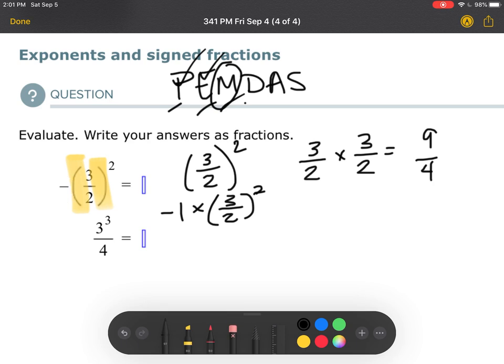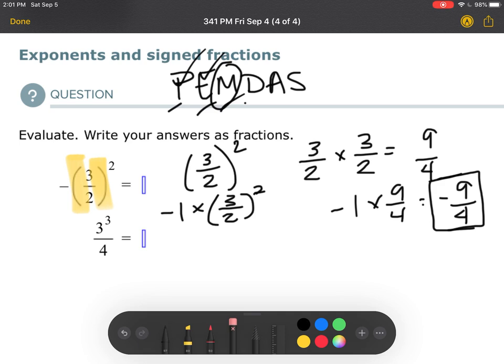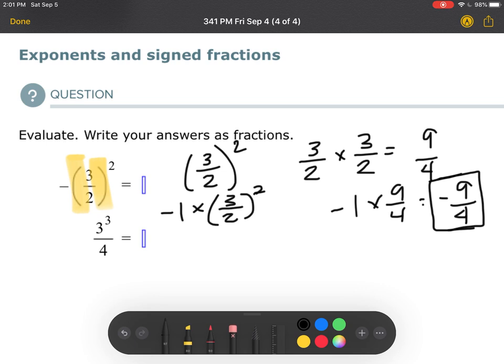So -1 times 9 over 4 is just going to change the sign and not the digits. So this is -9 over 4. That is the answer to the first problem. Now I'm going to go back and rewrite this out so we can do our little checklist over again for the second question.